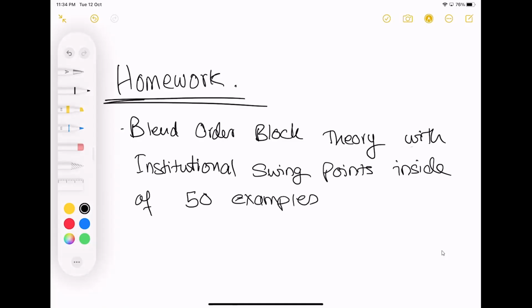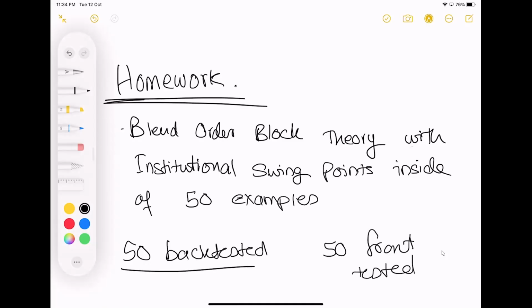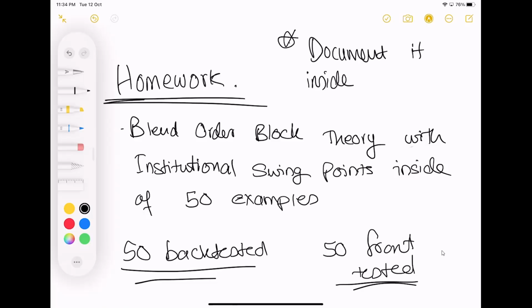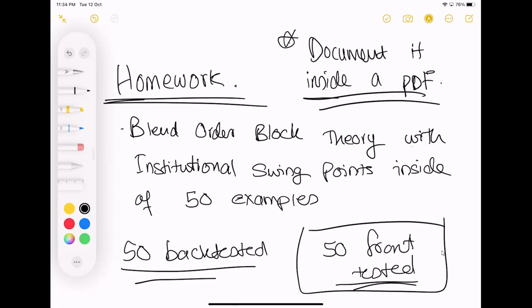Now here's the catch: 50 back-tested examples, 50 front-tested examples, documented inside a PDF. This is your homework. This is a very hard piece of homework because of this portion. You're not to forget this. You are to do this if you want to get better at pattern recognition.